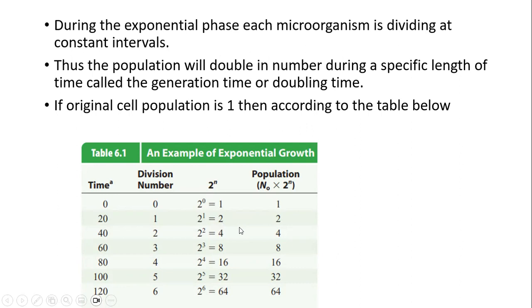Okay. So in this way, you can see that at every division, which is happening at regular time interval, the cell population is doubling in number. So initially there was 1, 2, 4, 8, and so on. So this type of growth is known as exponential growth.